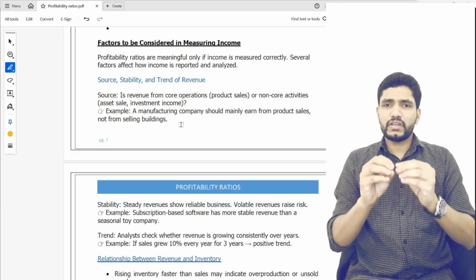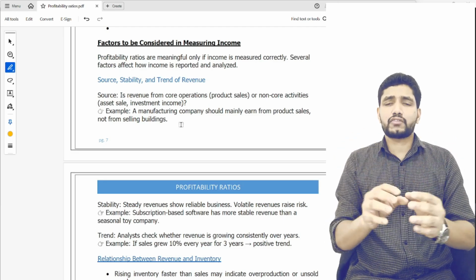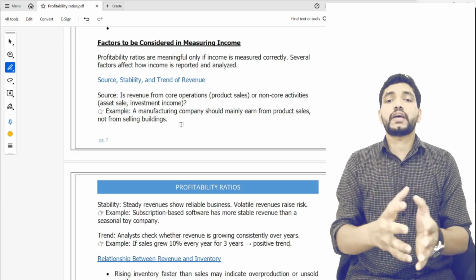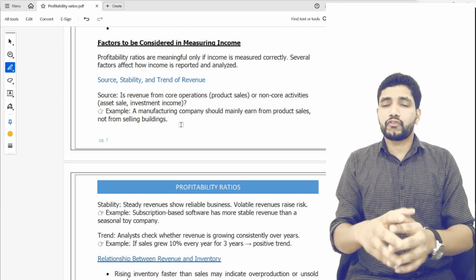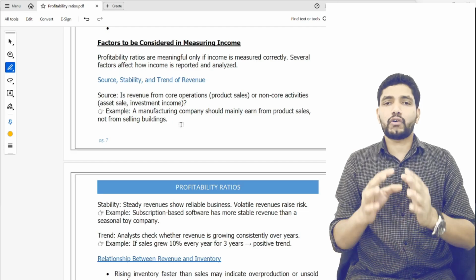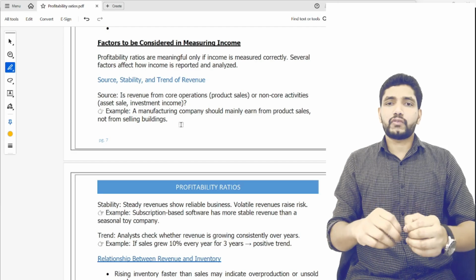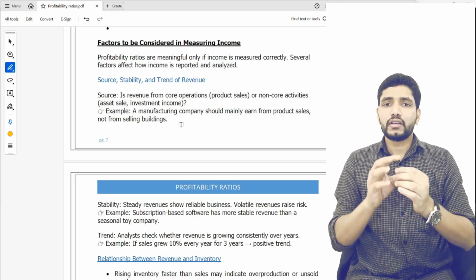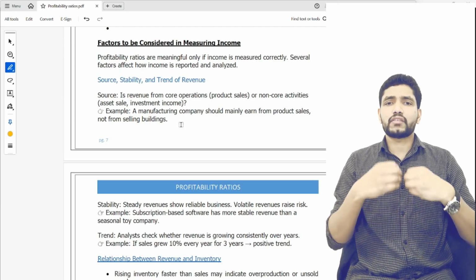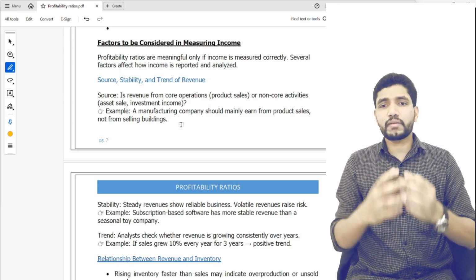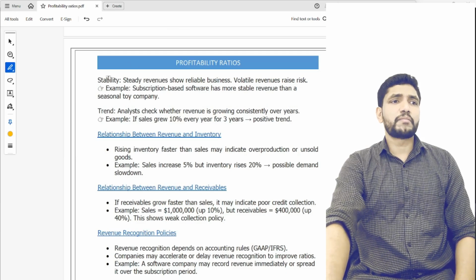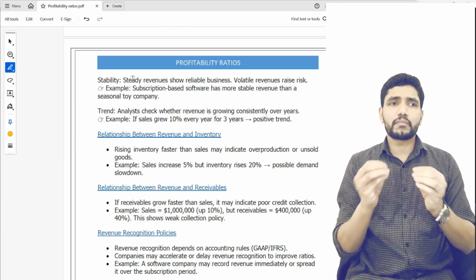So when we are analyzing income, this has to be considered. That means the source of that income, whether it is from the core business activity or not. For return analysis, only income from core business activities should be considered. The next thing is stability. That means, how stable is this income.